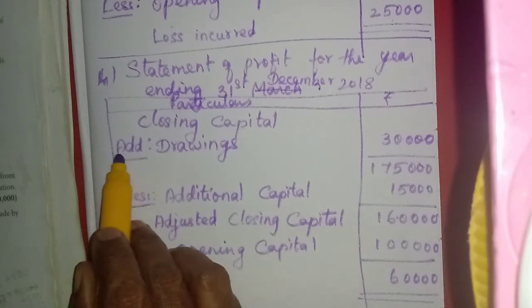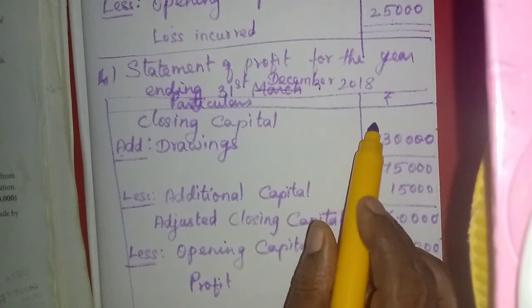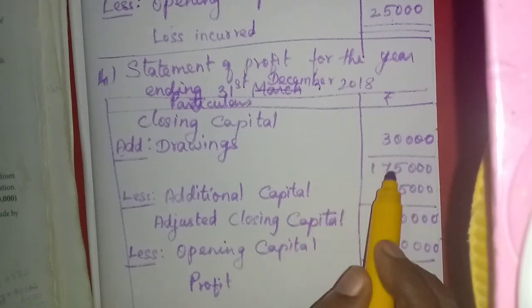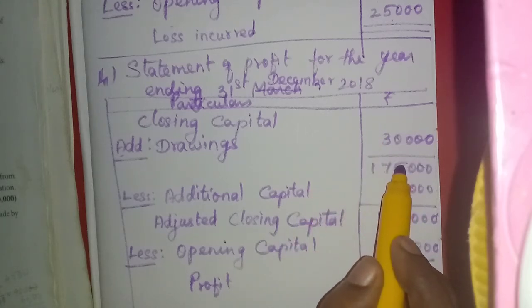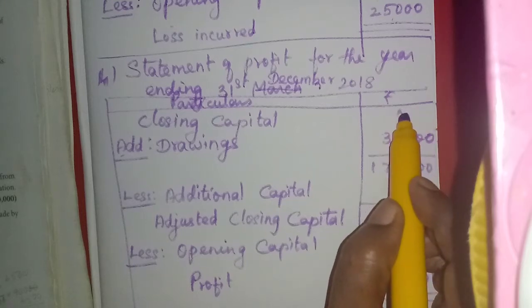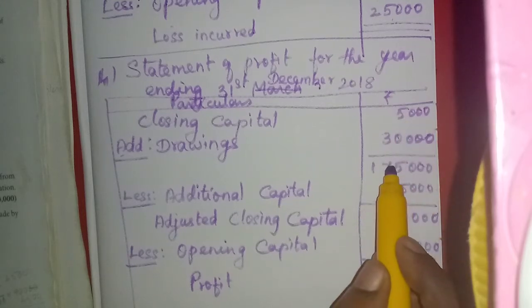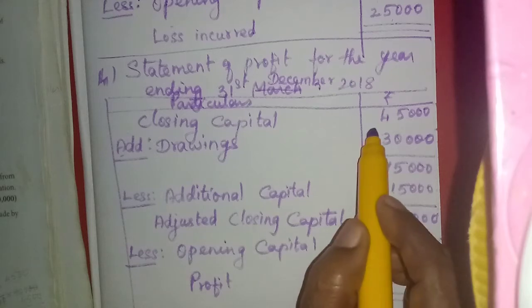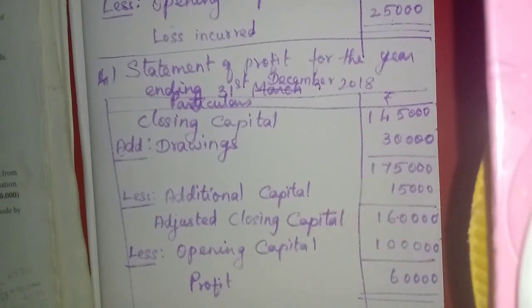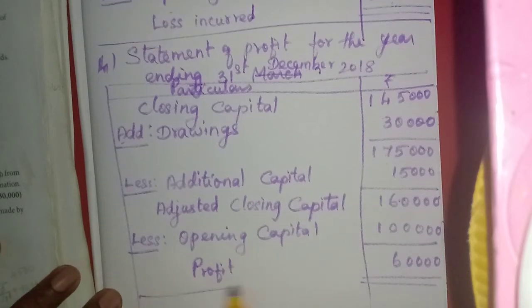Now add drawing. So we have to deduct. Subtract 5. Then 7 minus 3, 4. 1. So 1,45,000 is the closing capital. If you need, you can write once again closing capital. Therefore, closing capital is equal to rupees 1,45,000. Answer I can write.